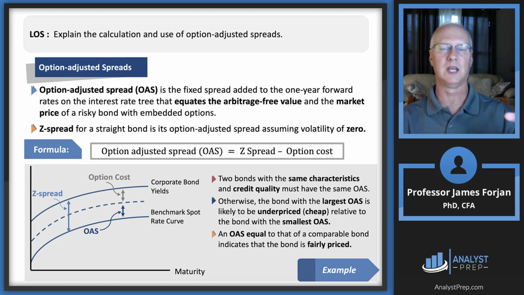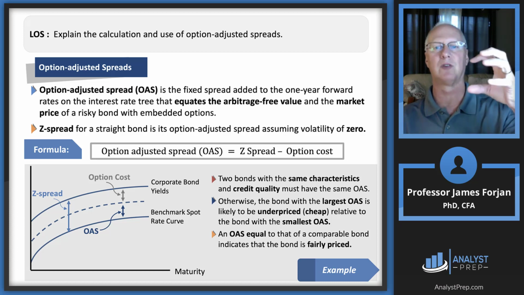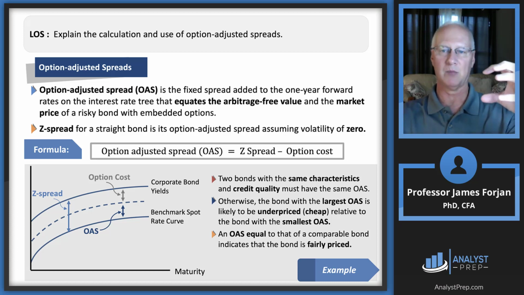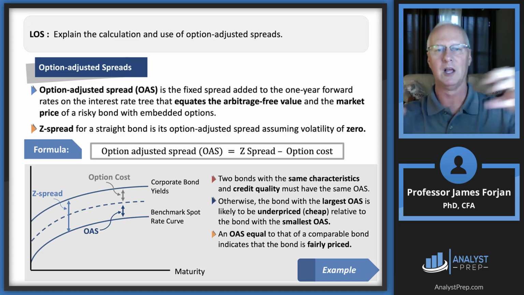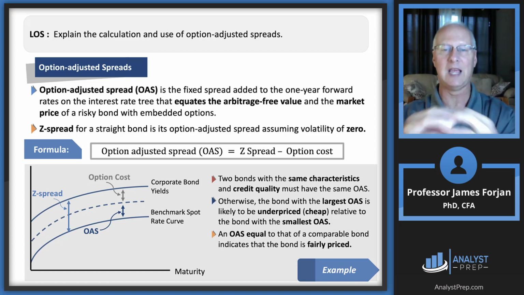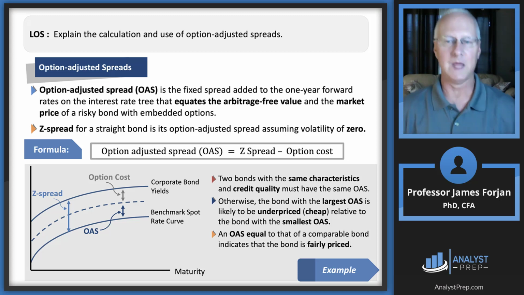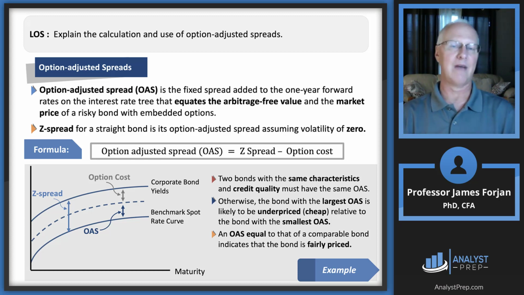So I always think of it like this. I use this for my students. I say, look, you have this theoretical arbitrage-free value, and you have the market price over here, right? So you want to clash those two. You want to force them to be the same dollar amount, and the only way to do that, because we have these embedded options, is to add this option-adjusted spread.